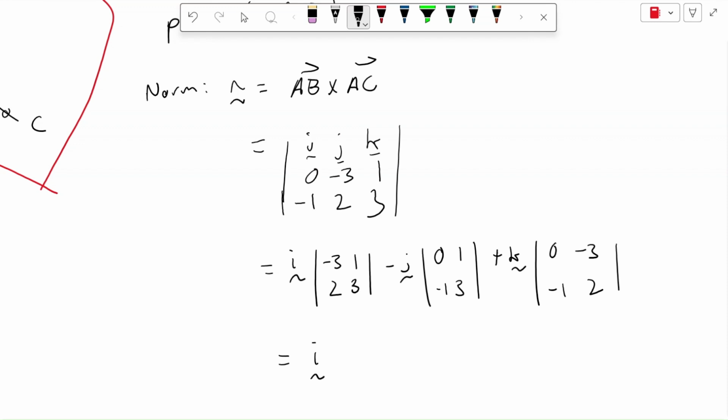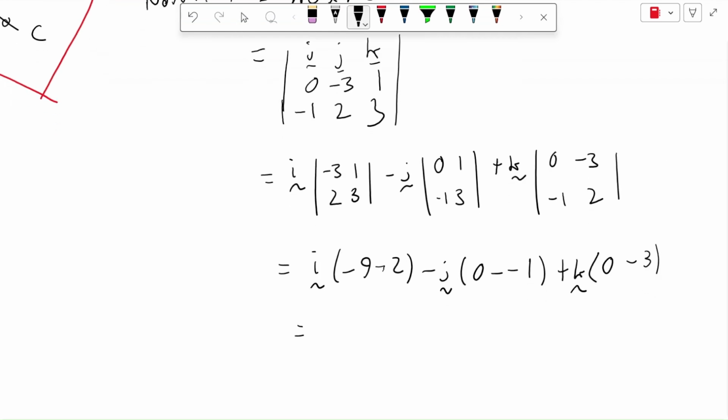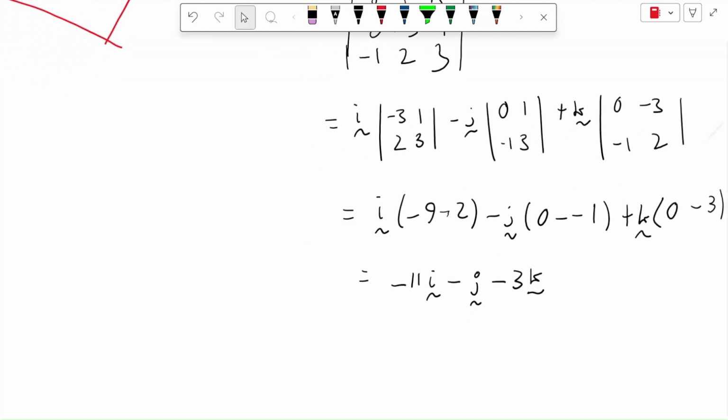So that is minus 9 plus 2. No, it's not plus 2, it's take 2 because there's a take in the determinant formula. It is take J, and we're going to have 0, take minus 1, and then we're going to have plus K, which is 0. 3 minuses give you a minus, so that's minus 3. So you're going to get minus 11I take J take 3K. Just like that.